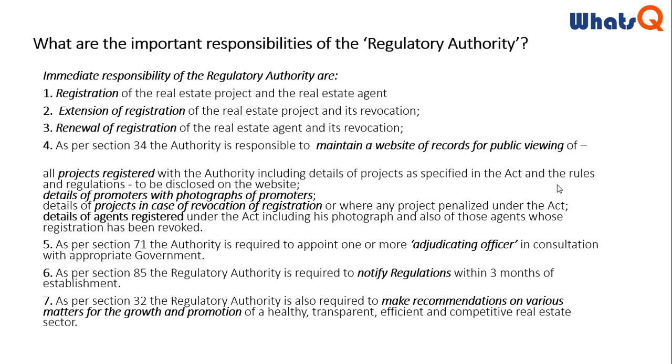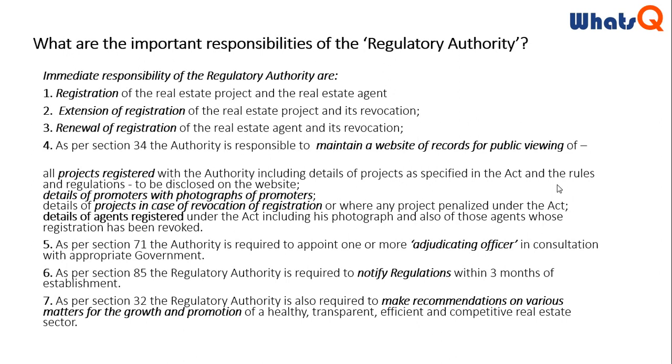As per section 34, the authority is responsible for maintaining a website of record for public viewing. At all times the data must be available for public access on the public portal about all the projects that have been uploaded by the promoters. All projects registered with the authority, including the details of the project as specified in the Act and the rules and regulations, are to be disclosed on the website. The regulatory authority has to make sure that the details are available at all times to the viewer or the public at large. Details of the promoter with the photograph of the promoter need to be available on the website, as well as details of projects in case of revocation of registration or where any project is penalized under the Act. Details of agents registered under the Act, including their photograph, and also those agents whose registration has been revoked, must be available on the portal.